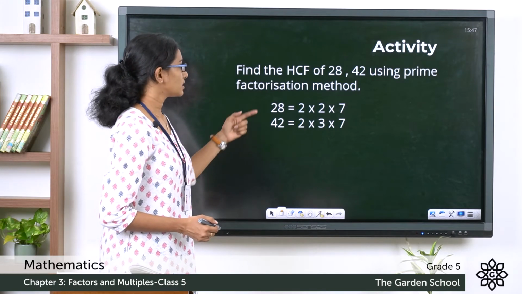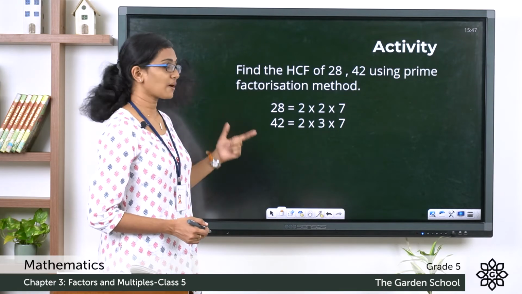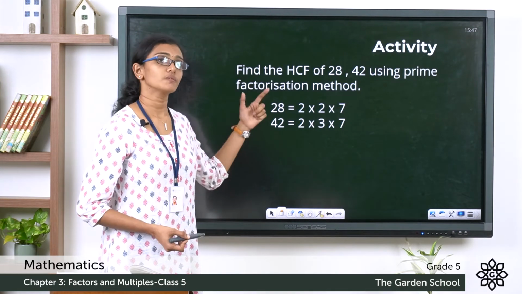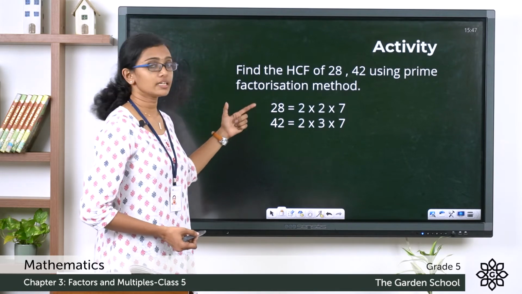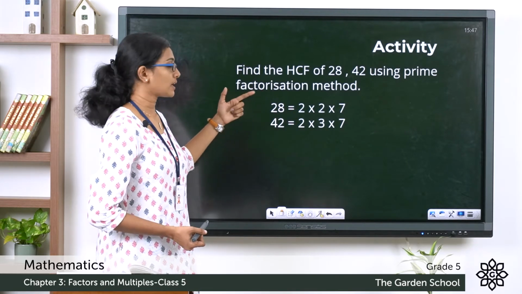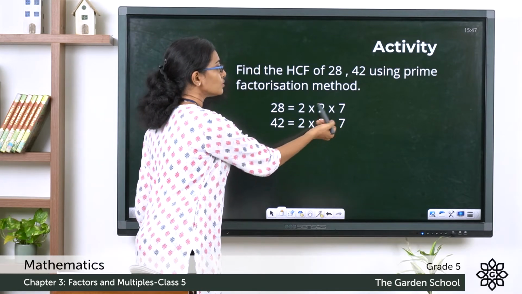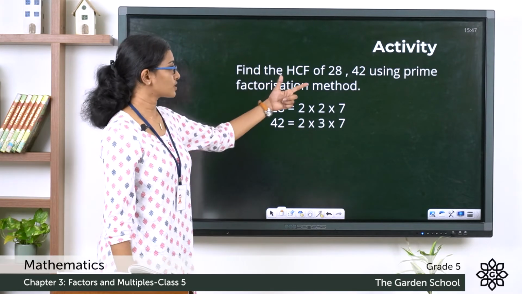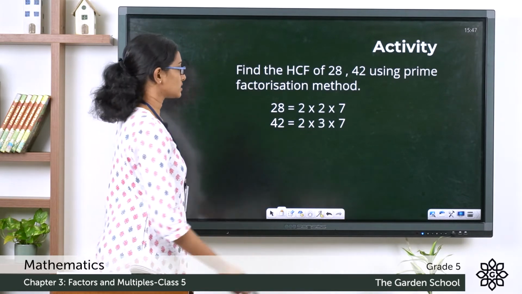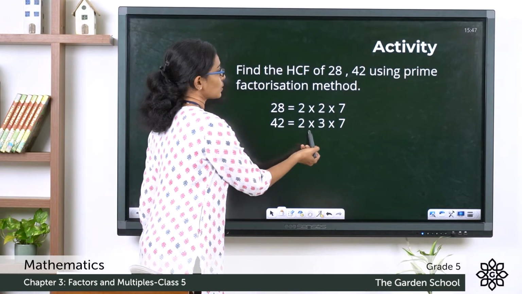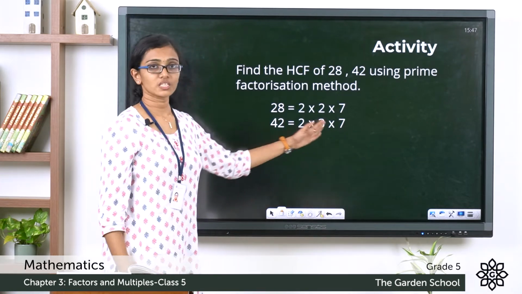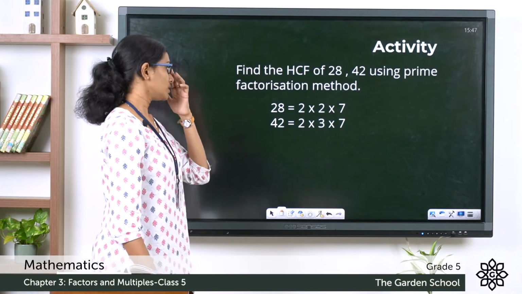Now for this question, what do you have to do? First, we have to find out the prime factors for the given numbers. So, 28 can be factorized with prime factorization as 28 is equal to 2 into 2 into 7. What about 42? 42 can be written as 42 equal to 2 into 3 into 7. All these factors are prime factors. Now, what do we do?